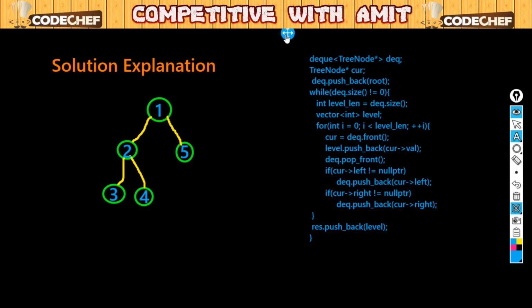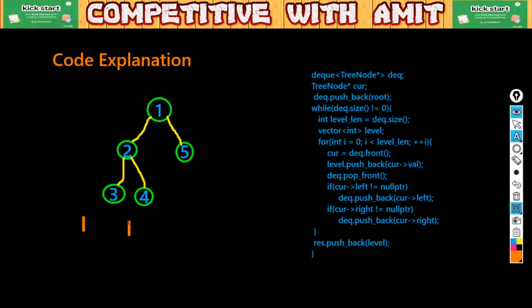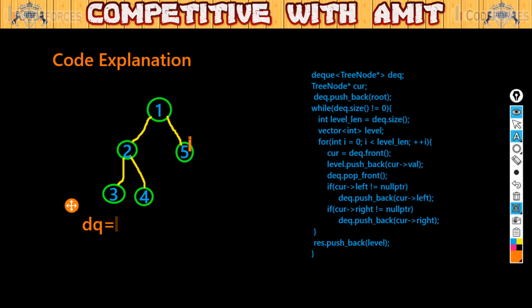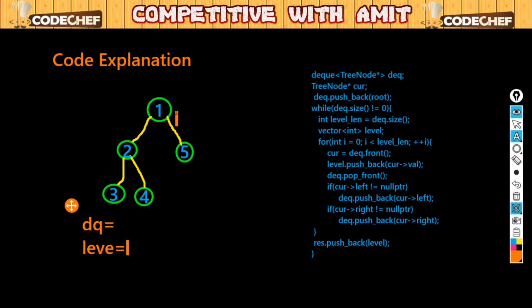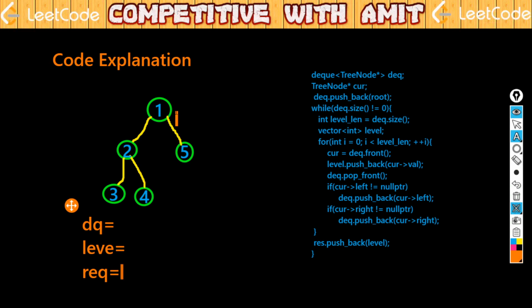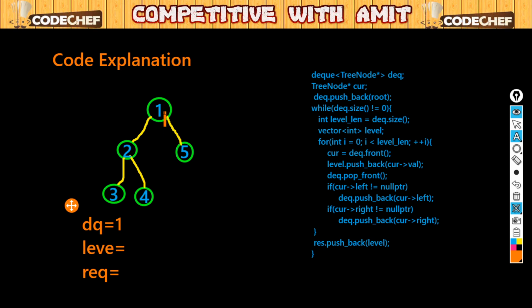Now I will explain the code properly using these examples. First of all, I have created the DQ. DQ will be a queue in which I will store the levels, and I will initialize the level also, in which I will store the values of each level. At the end I have initialized the res also, or the pre-answer, which will store the answer in ascending order, and then we will reverse that to get the answer. So first of all, this DQ will be initialized with this one.